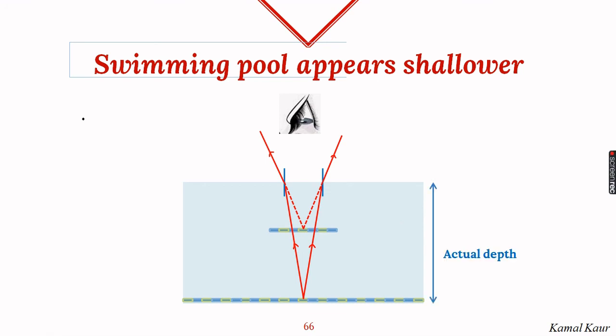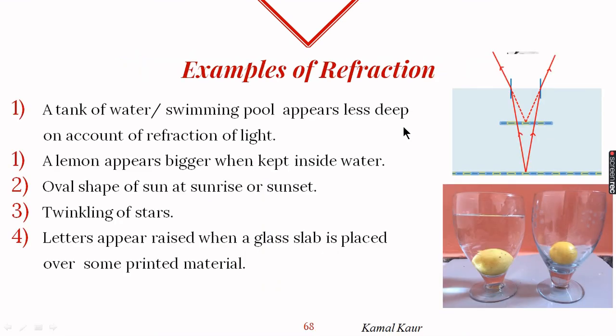Now here also, this is the actual depth of the pool and this is the apparent depth of the pool, and using these two values we can find the relative refractive index of water with respect to air. Now these are a few more examples, some we have already discussed, some we have not discussed. So you can note down these examples.